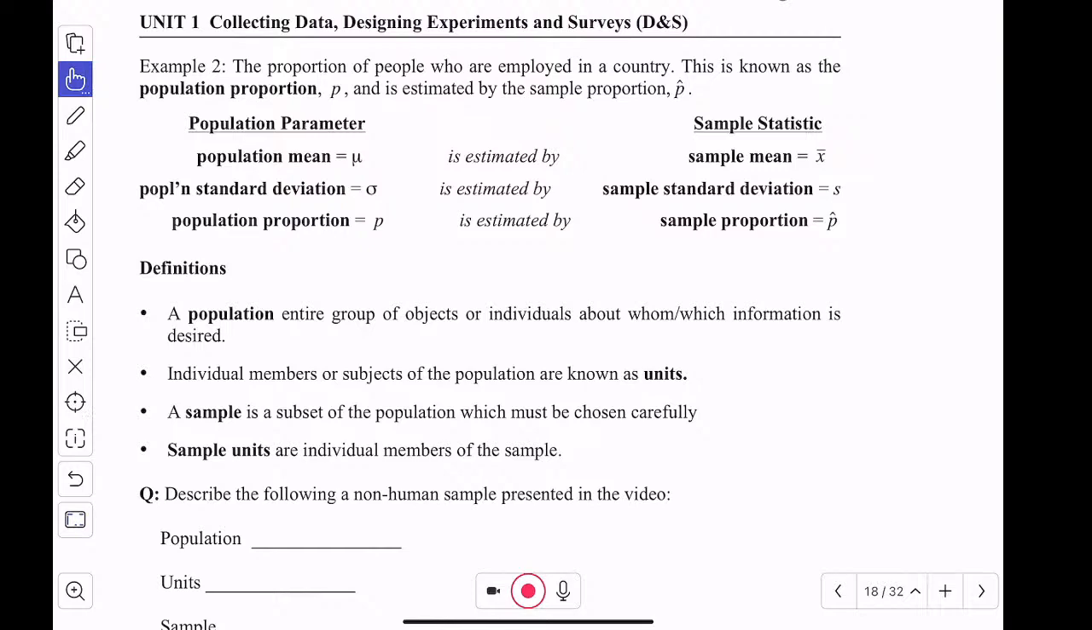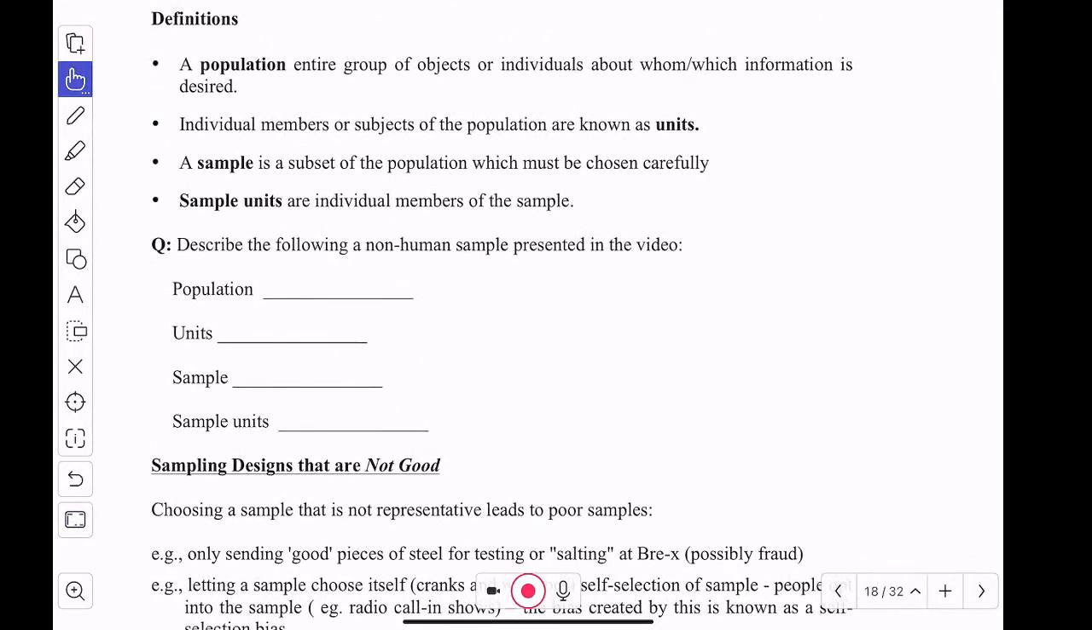In the video, you were introduced to, I think it was a Frito-Lay plant, and there you can talk about the population of all potatoes, right? And taking an account of all the individual members or subjects of the population, they're known as units. When you take a sample, those members of the sample are known as sample units. So in the video, in the non-human sample, I would say it was the Frito-Lay plant or potato chips, potatoes. It was the potatoes. The potatoes that arrived at the plant, and they studied them, took a sample to determine if they were going to accept the shipment. This is a quality control measure.